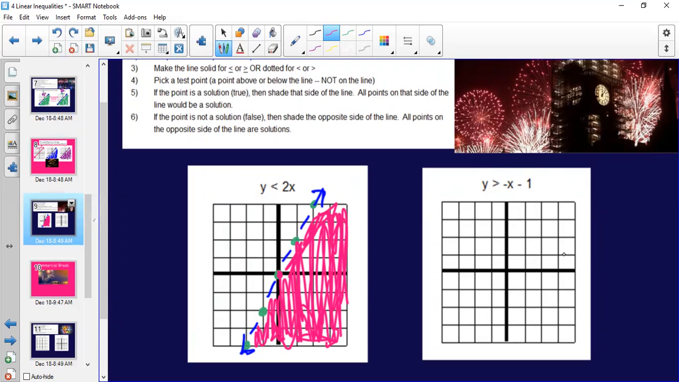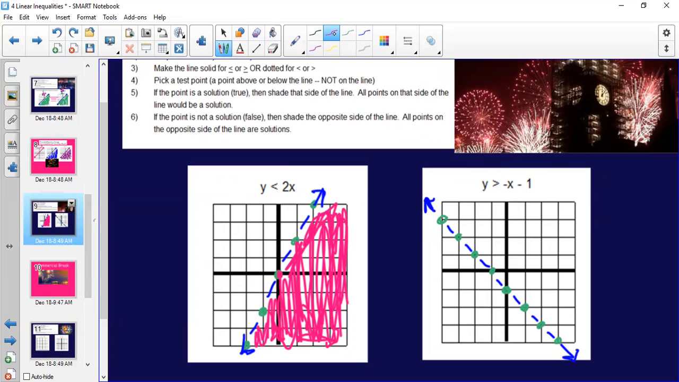Okay, so let's try another one. I'm going to start at -1. My slope this time is -1, so I have to go down and to the right and get more points. Again, don't connect it just yet. See if it's dotted or solid. Well, it's just greater than, not equal to, so the points on this line are not part of our answer. So again, we do dotted. Still do the arrow showing it goes on forever.